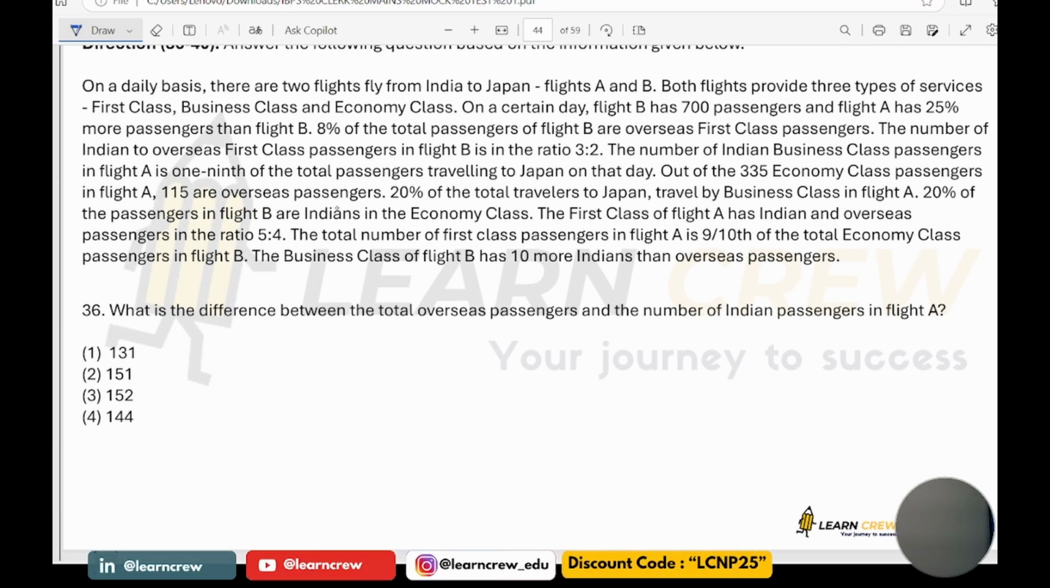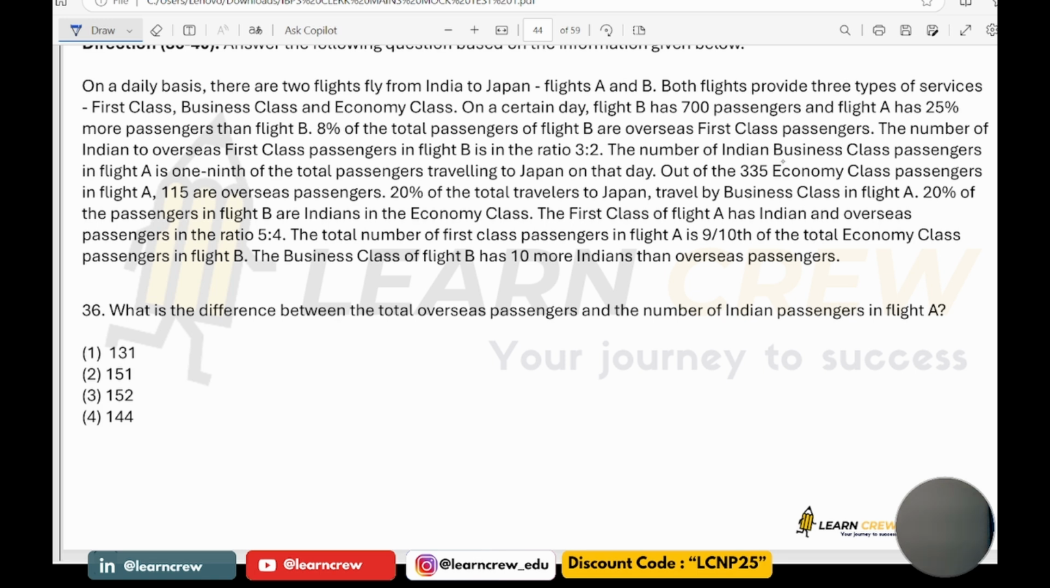On daily basis, there are two flights that fly from India to Japan, flight A and flight B. Both flights provide three types of services: first class, business class and economy class. On a certain day, flight B has 700 passengers and flight A has 20% more passengers than B. 8% of the total passengers for flight B are overseas first class passengers. The number of Indian to overseas first class passengers in flight B is in the ratio 3:2.